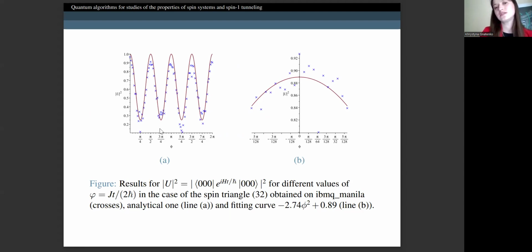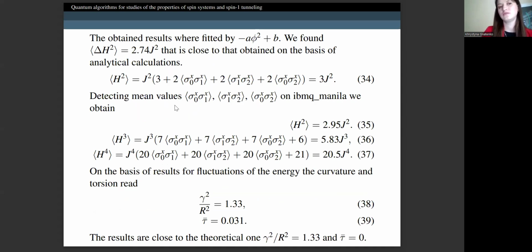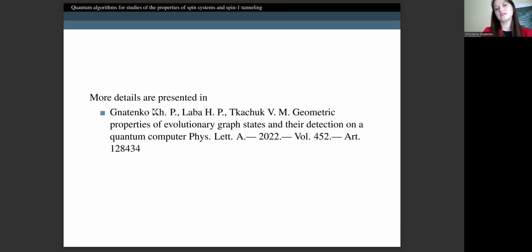So you can see that the results, as in previous slides, are represented with crosses, and the line represents the result of analytical studies. And we obtained all these things we need to find the number of triangles and squares. So I have to say that more details you can find here in our paper, also published with Professor Tkachuk and Hanna Laba. We also consider the different quantum graph states. We consider squares, chains, and other spin systems.